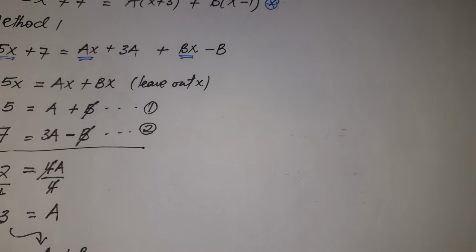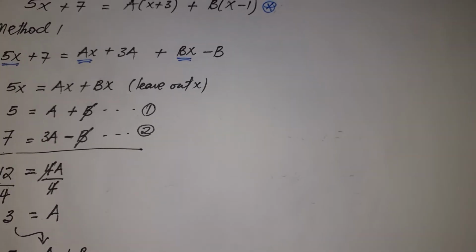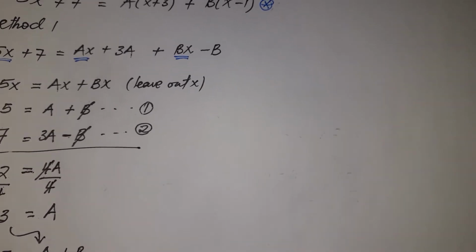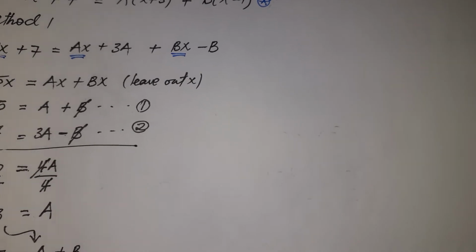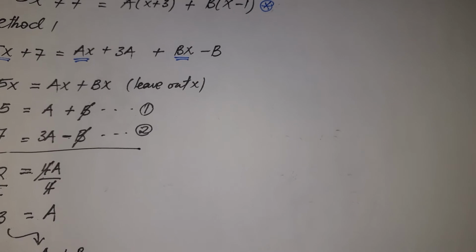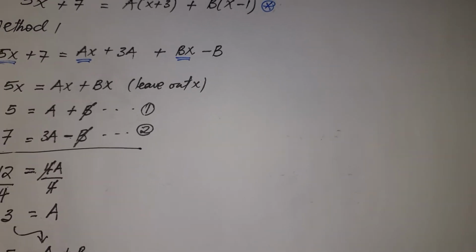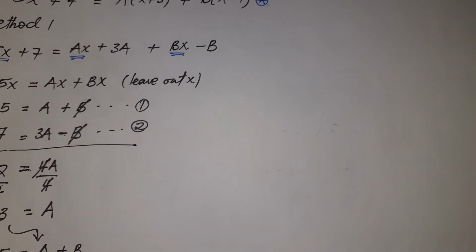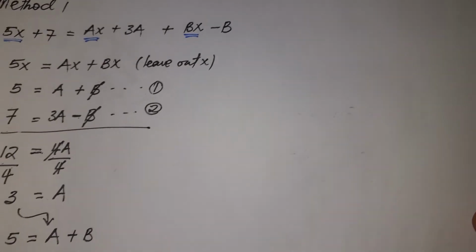Then we collect items. We're going to have 5 minus 3. This 3 comes this side to become negative, and then equal to b. Then 5 minus 3 is equal to 2. Therefore, our b value is now 2.